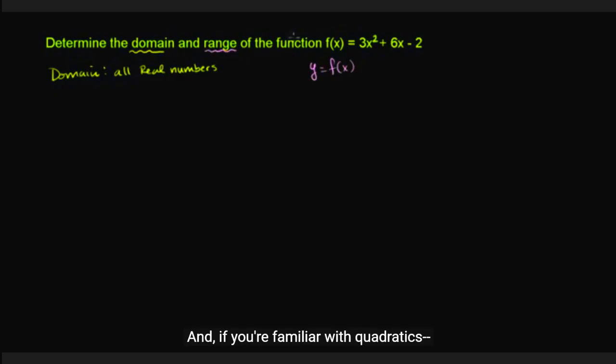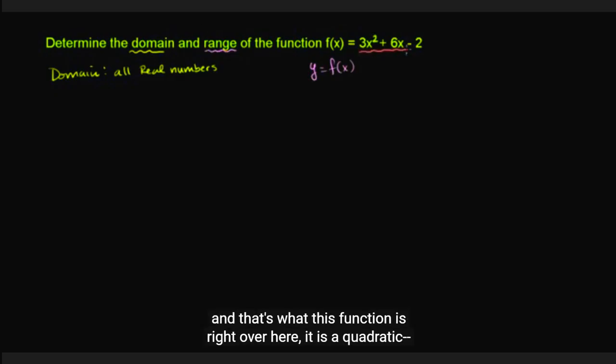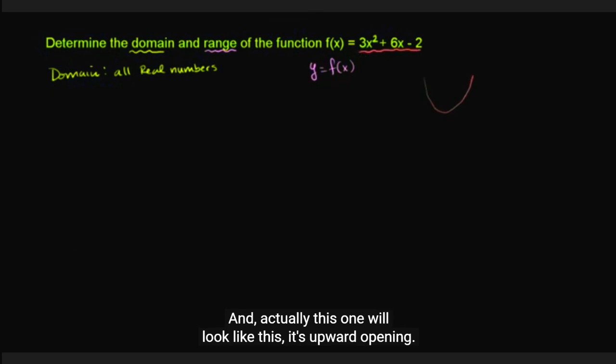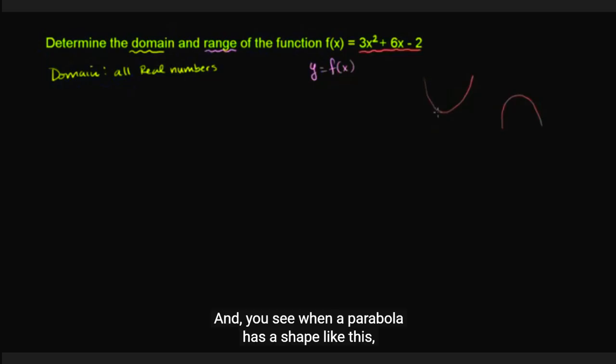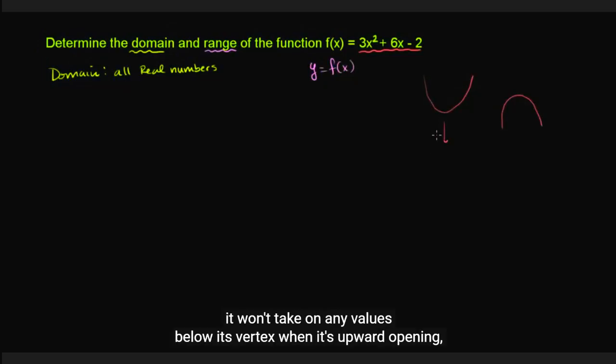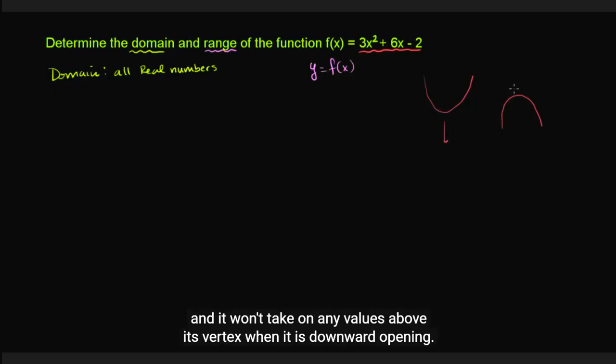If you're familiar with quadratics, and that's what this function is, you might already know that it has a parabolic shape. Its shape might look something like this, and actually this one will look like this. It's upward opening, but other parabolas have shapes like that. When a parabola has a shape like this, it won't take on any values below its vertex when it's upward opening, and it won't take on any values above its vertex when it is downward opening.